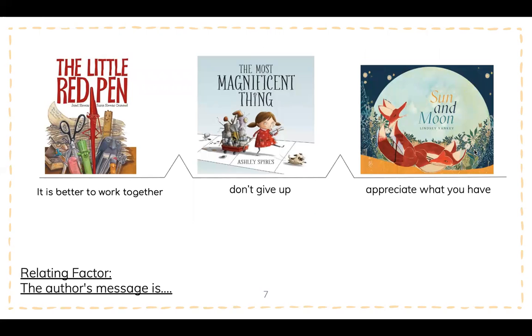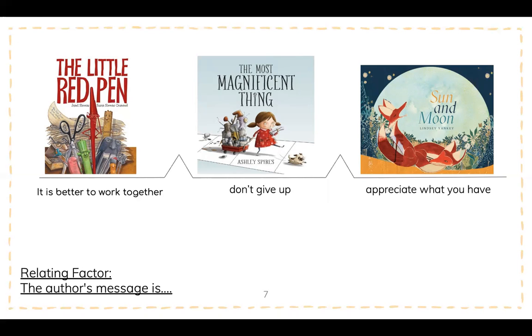books we have already read in class. So we read The Little Red Pen. The author's message in The Little Red Pen is it is better to work together. They all needed to work together in order to save the little red pen. In The Most Magnificent Thing, the author's message was to not give up and to keep trying. Throughout the story, the little girl kept trying and trying and trying, even if it wasn't working, and finally, she created her most magnificent thing.